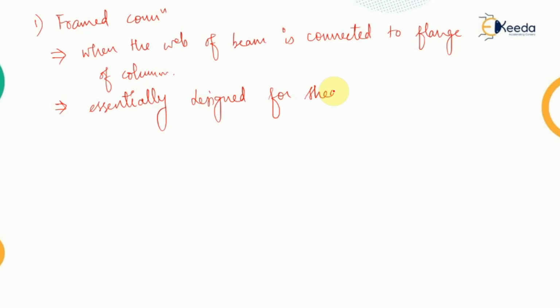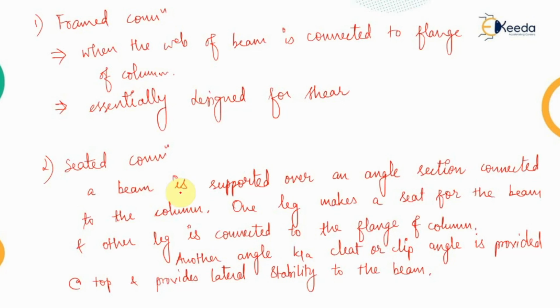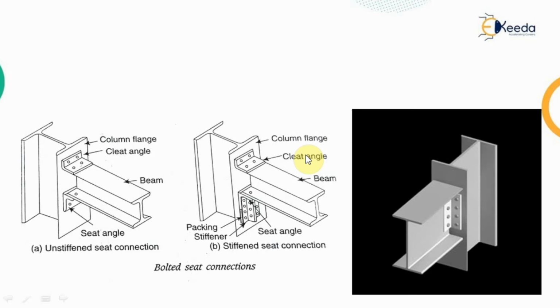Now the second type of connection that can be provided in the flexible type of connection is the seated connection. Now in the seated connection, a beam is supported over an angle section connected to the column. Now how do we provide this seated angle? So this seated angle is provided in this manner, so that this horizontal leg is making a seat for the beam to rest over it, while this other leg is connected to the column flange, and another angle is provided at the top of the beam section, which provides the lateral stability to the beam. So this will be clear from the diagram. So let's look at the diagram.